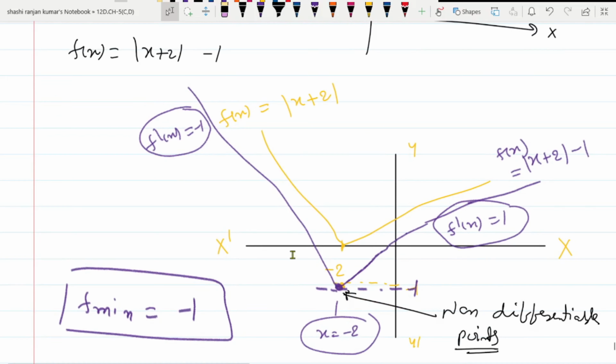By common sense also you can solve this. This is mod of x plus 2, minus 1. You can ask, sir, what is the maximum value? The maximum value does not exist here; it is infinity. Because see, this is the mod. As you go on increasing the value of x, it will be increasing. But the subtracting part is constant. So the maximum value is not fixed.